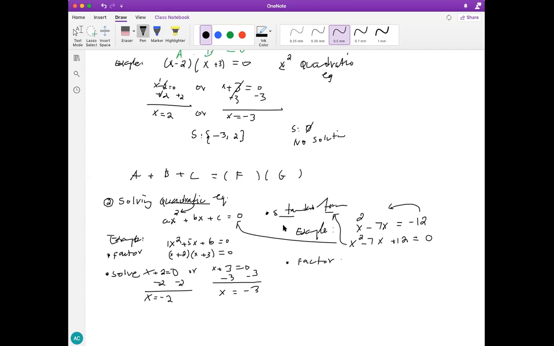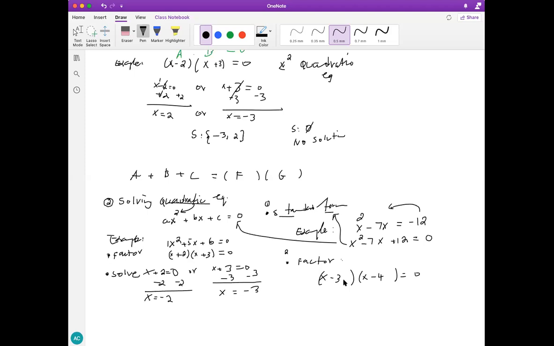X squared plus 7x... So we need two numbers that multiply to 12. They're both going to be negative. So two numbers that multiply to positive 12, and the same numbers add up to negative 7. Those numbers must be negative 4 and negative 3.